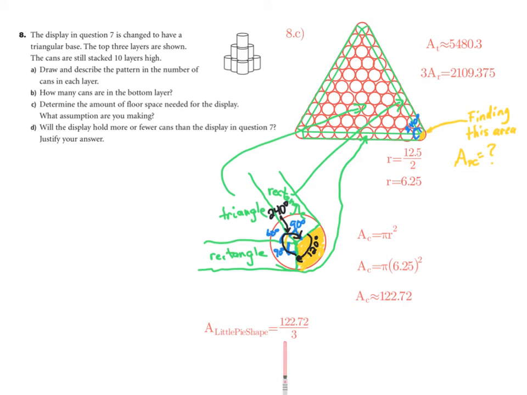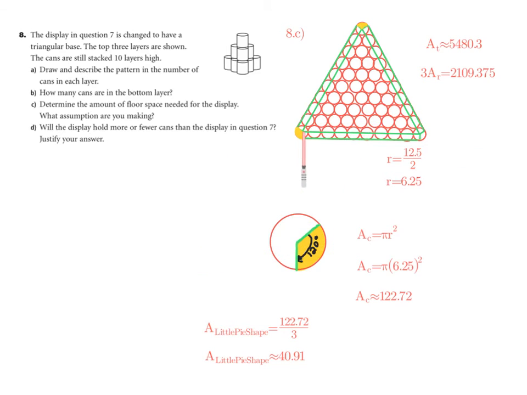122.72. I'm just going to keep the whole number in my calculator and divide by 3. So the area of this one little section is 40.91 approximately. However, we want 3 of those. So let's multiply that by 3, and we're right back to 122.72. That's the area of all 3 of those put together. So all 3 of those make up one full circle.